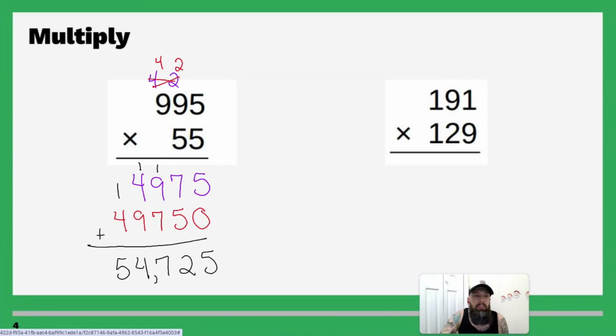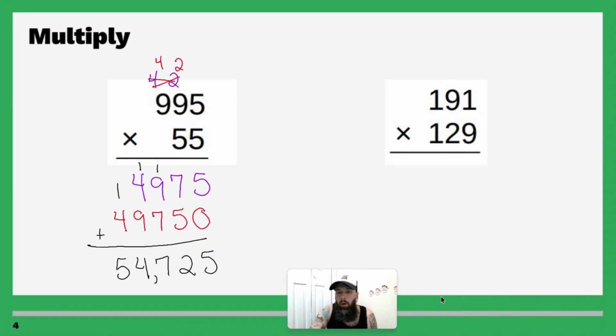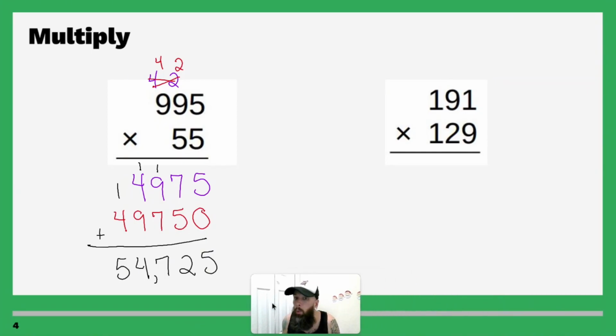Now I'm going to need to move my face. I'm going to need to move this moneymaker right here because we're going to do a little bit more.